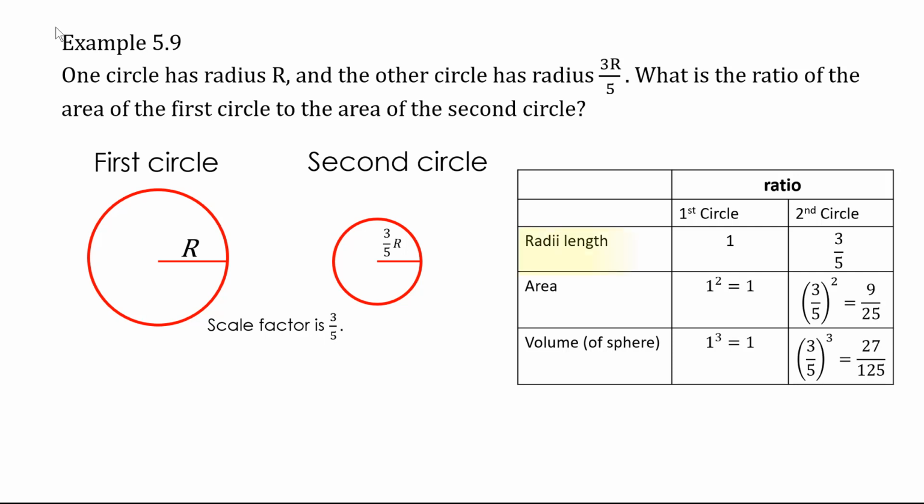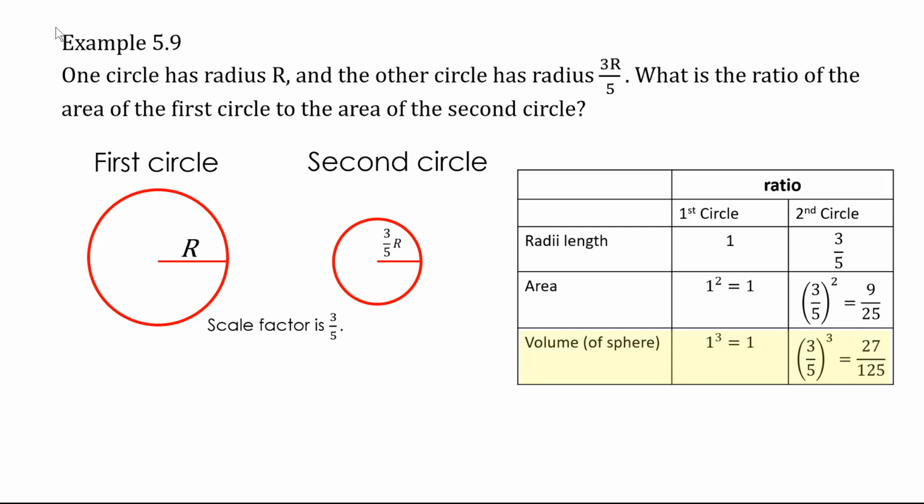So the ratio between the radii length is 1:3/5 if you're talking about going from the first circle to the second circle. That means the ratio of their areas from first circle to second circle is 1 squared to 3/5 squared, because area is two-dimensional. So that ratio from area of the first circle to area of the second circle is 1 to 9/25. If we were talking about volume, the ratio would be 1 cubed to 3/5 cubed, or 27/125. So that ratio would be 1 to 27/125.